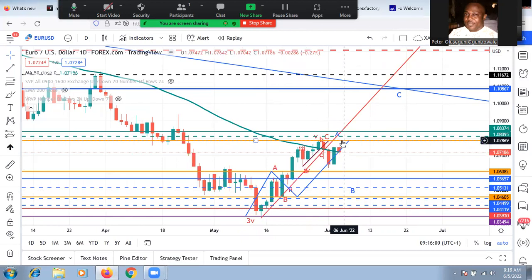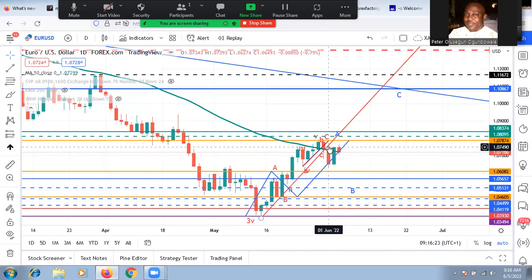So if the A leg is a zigzag, then this can be a flat, to give the configuration of C as a zigzag. So it will be in between 50, 61, 76, 85. These are the four areas: 50, 61, 76, and 85. These are the areas I will expect this leg to run to.